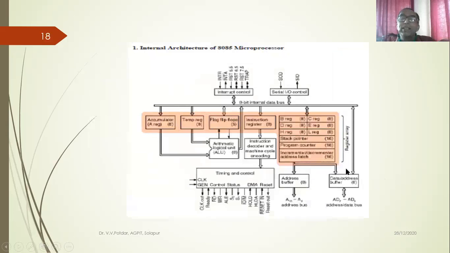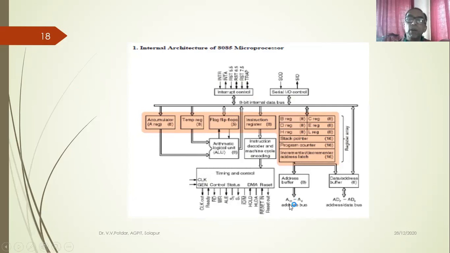So the internal architecture, this you have to remember, you have to replicate in your exams even. As I said, it will have a few registers, as you can see: B, C, D, E, H, L registers, and stack pointers, program counters, and then temporary registers, some flip-flops, some accumulators, and then some instruction registers, and then timing and control circuitry. You have address buffers, and then data/address buffers, right? Each pin location has specific tasks. Those pin details we'll see in the next slide. As I said, 40 pins.